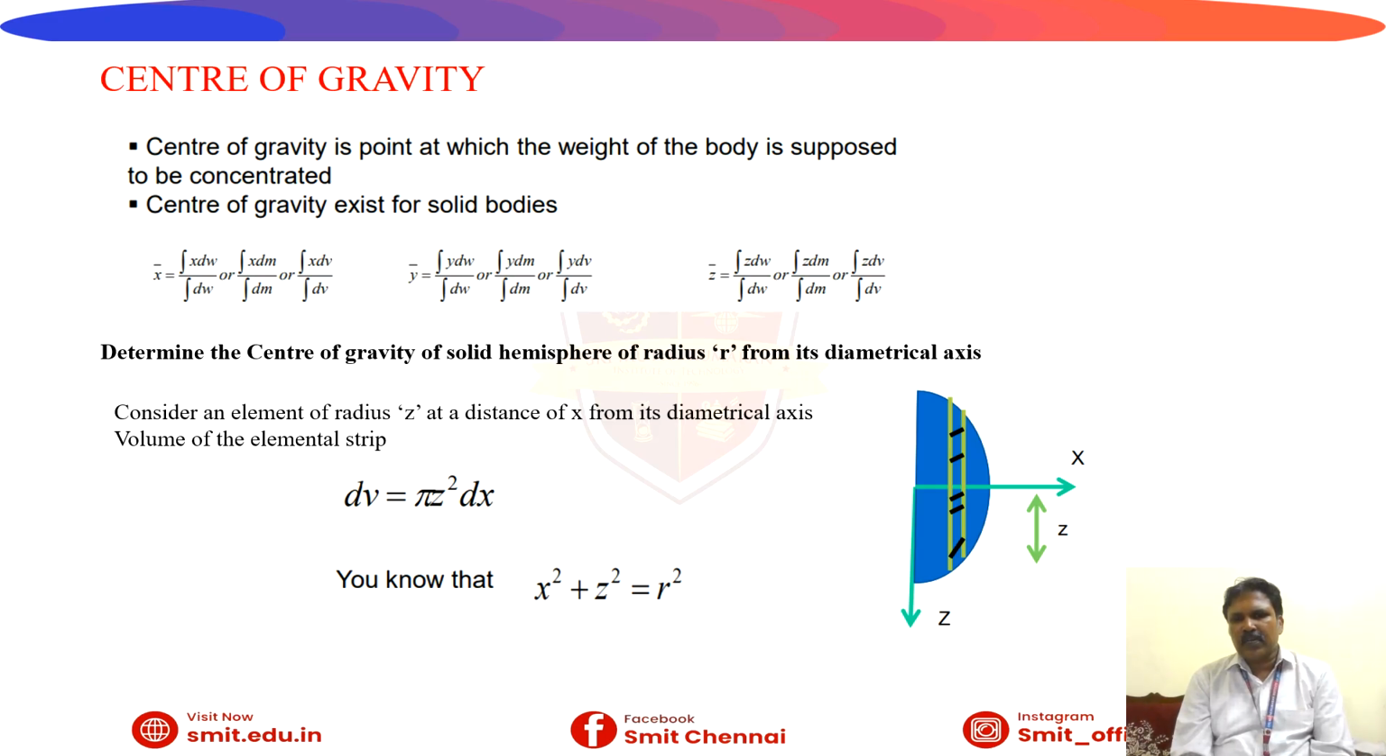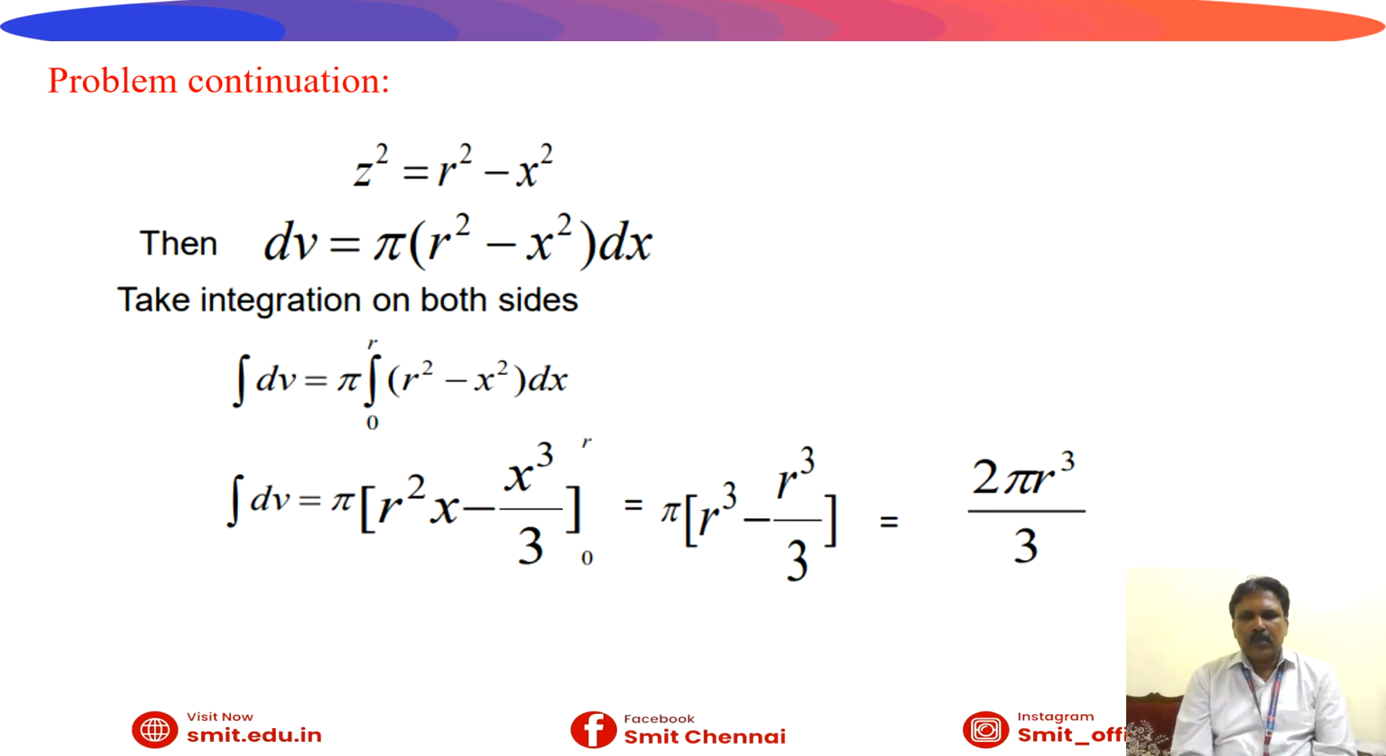We know that the equation for this hemisphere is x square plus z square is equal to r square. Upon writing z square is equal to r square minus x square, then dv equal to pi times z square, so we have to substitute z square in terms of that equation. Therefore, we will get pi into r square minus x square into dx. Then you have to apply the integration. Upon integration, pi we can take out, then 0 to r we have to apply.